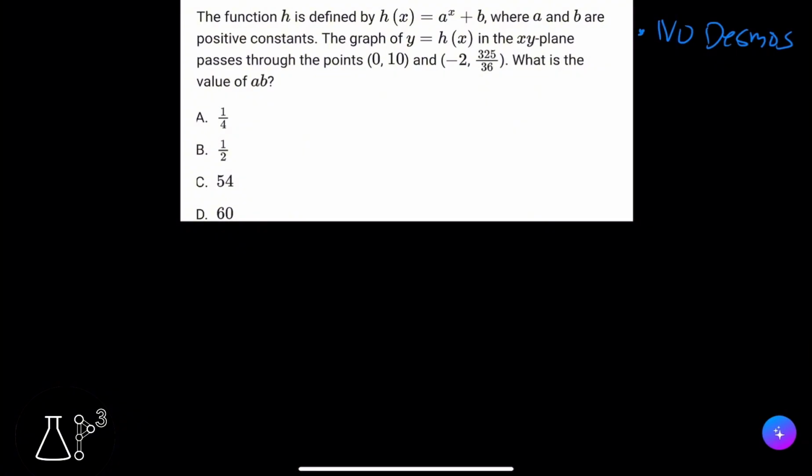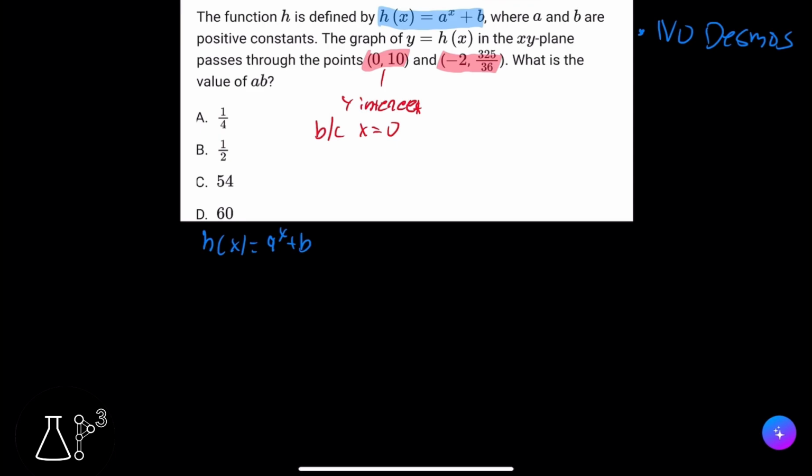So we're given the equation h of x. I'm going to rewrite it. h of x equals a^x plus b, and I'm going to highlight that in blue. And we're given that h of x passes through points (0, 10) and (-2, 325/36). Let's notice one thing here. We can notice that x equals 0, and we have a y value. This is a y-intercept, because x equals 0.